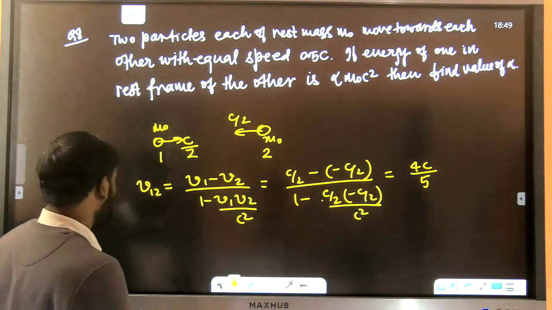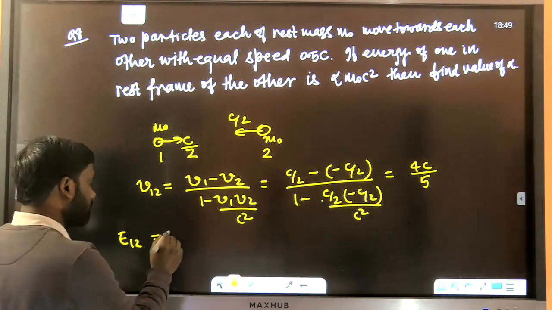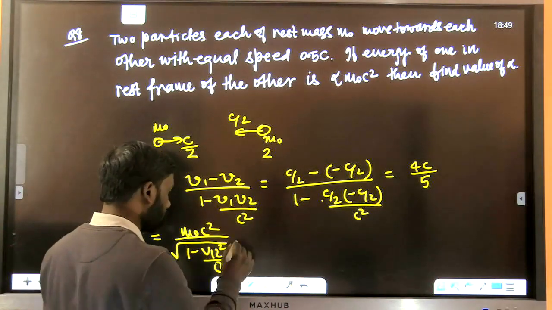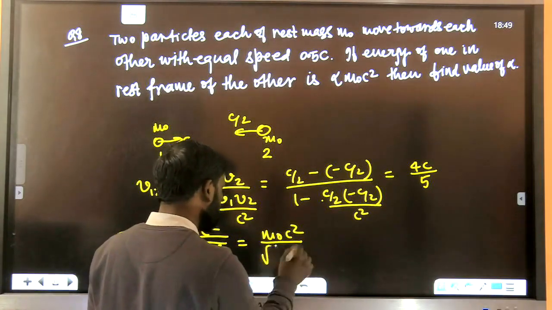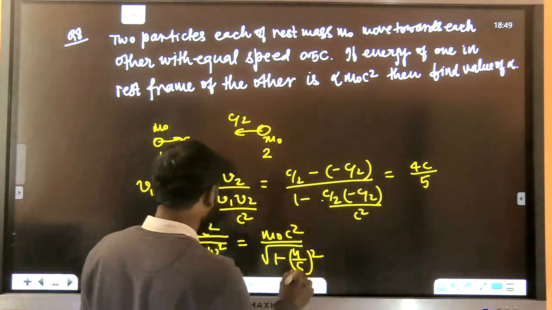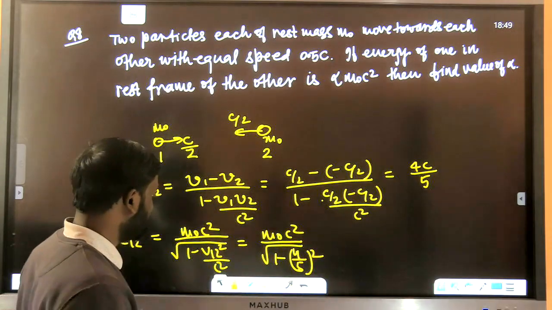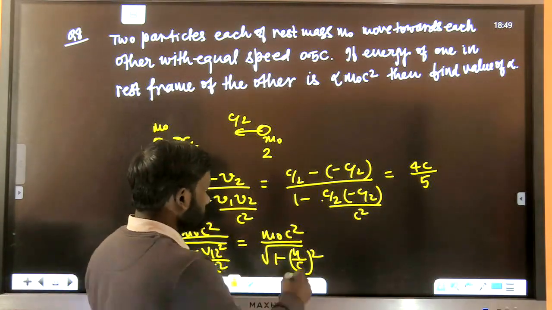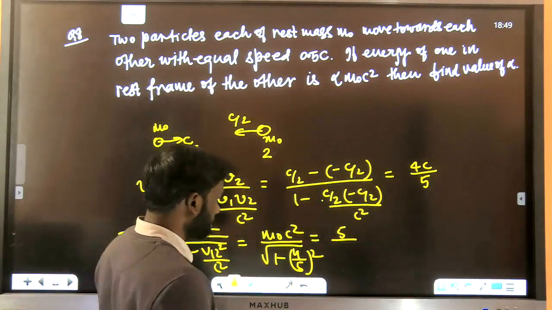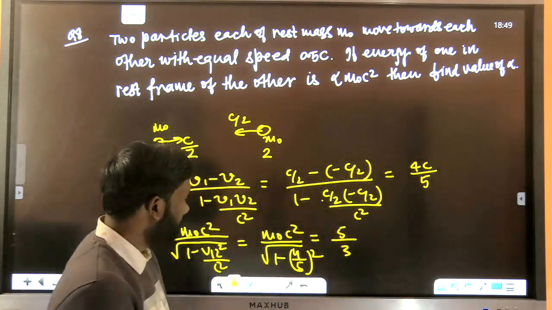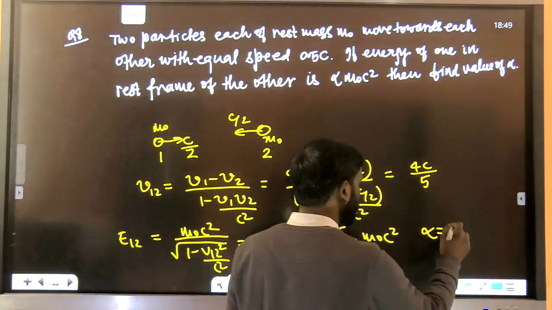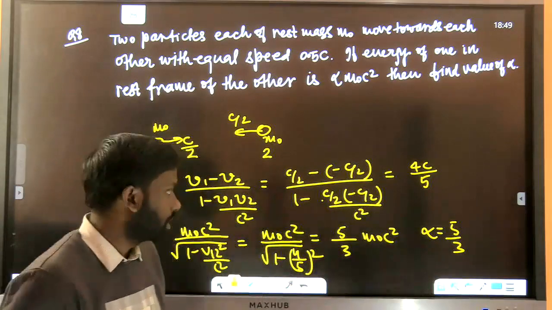Now energy of one in rest frame of another will be equal to m0 c square divided by root under 1 minus v12 square divided by c square. So that is m0 c square divided by root under 1 minus 4 by 5 c, whole square divided by c square. Then you put v12 as 4 c by 5, so c will cancel out. When you simplify it, you get 5 by 3. You get 5 by 3 times m0 c square. So therefore alpha is equal to 5 by 3. That's what you get.